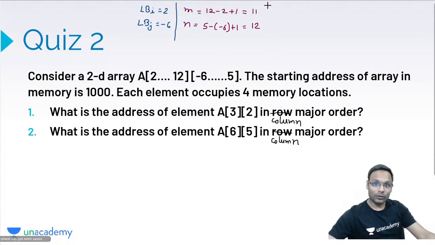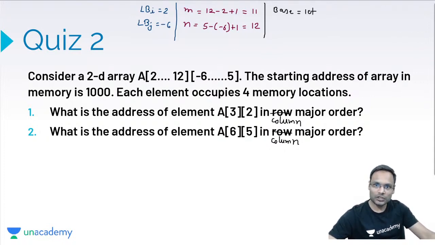Fine. Now, given in the question, what is the base address? 1000. What is the occupancy of each element? 4, meaning W given is 4. Calculate the first question's answer.